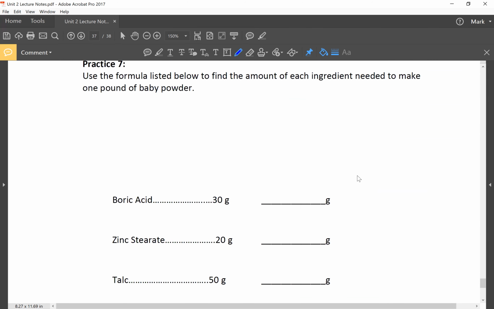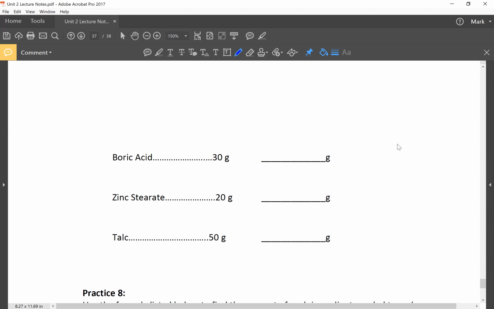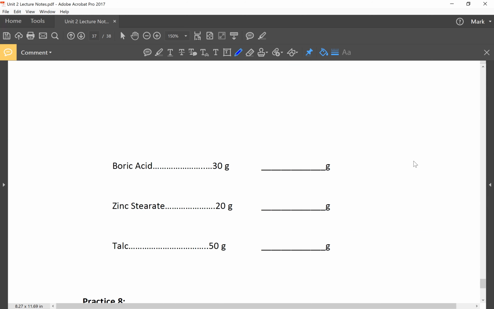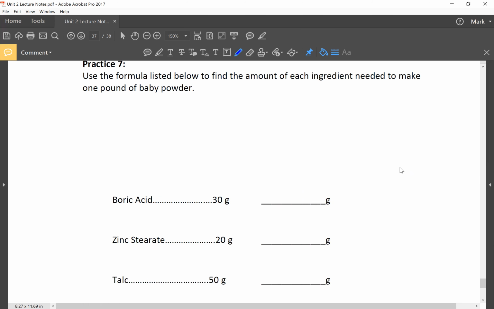Okay, did I skip anything? No. Use the formula listed below to find the amount of each ingredient needed to make 1 pound of baby powder. Boric acid and baby powder, maybe. I don't know if any of these are real. I know what 2 of these ingredients are. I don't know what you would use zinc stearate for, but I do know boric acid is in a lot of contact solutions, kind of like a cleanser. Talcum powder would be like your drying agent. So anyways, here we go. I want to make 1 pound of baby powder.